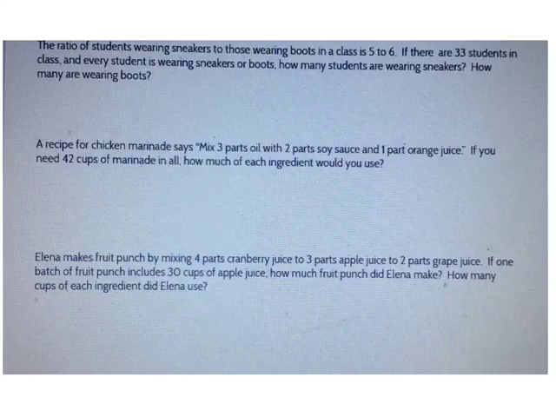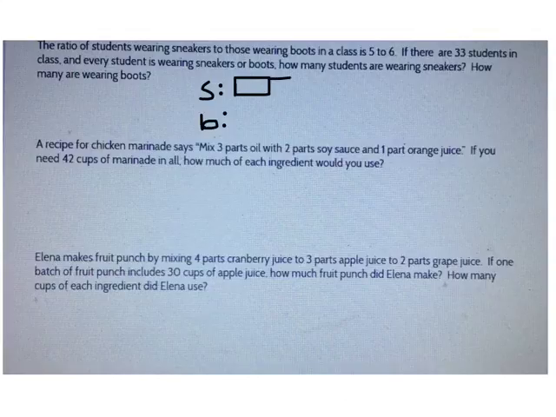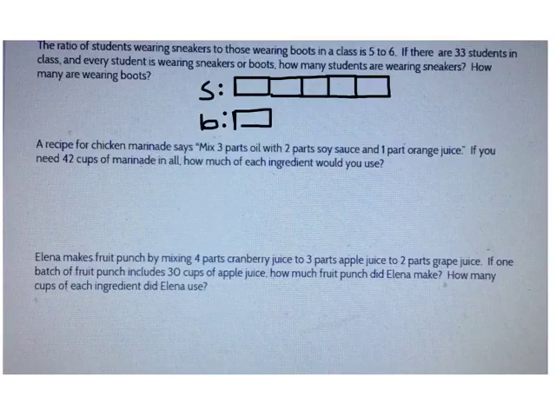The ratio of students wearing sneakers to those wearing boots in a class is 5 to 6. If there are 33 students in class and every student is wearing sneakers or boots, how many students are wearing sneakers and how many are wearing boots? Let's start by drawing our diagram. How many boxes would you draw for sneakers? You would draw 5. How many boxes would you draw for boots? You would draw 6.